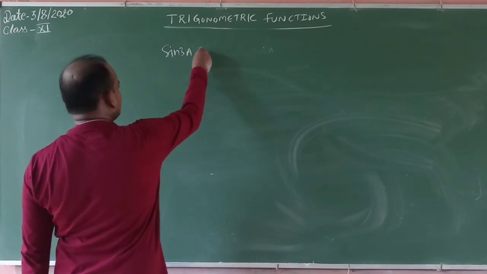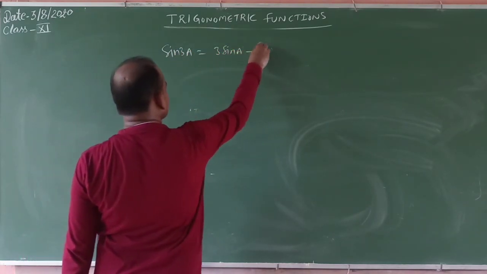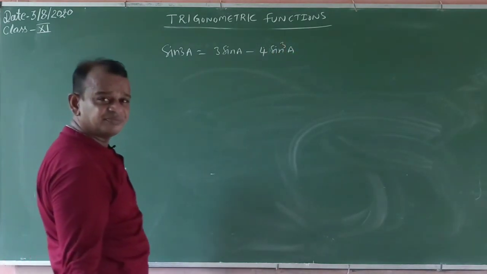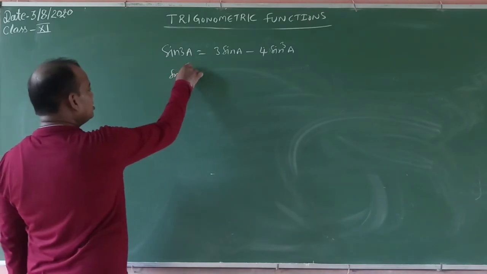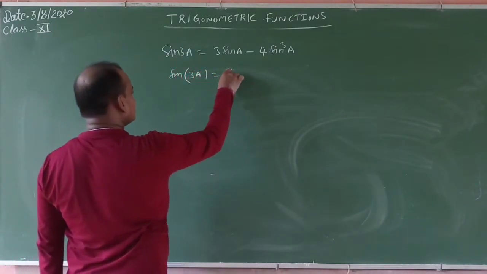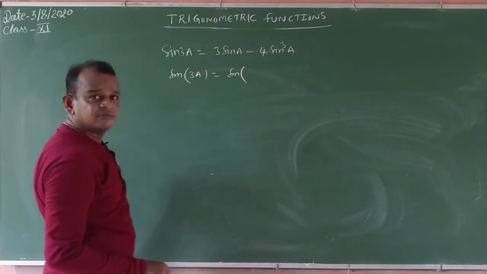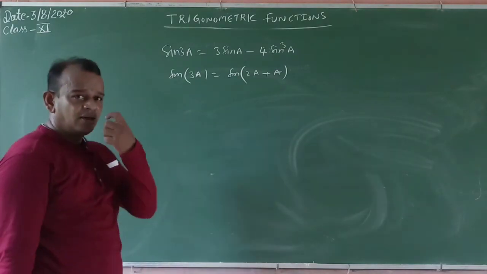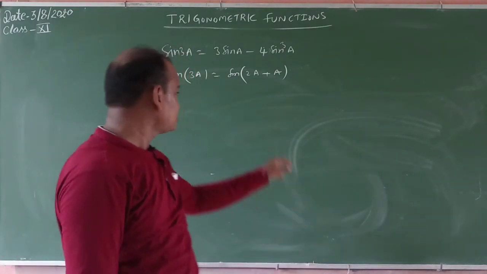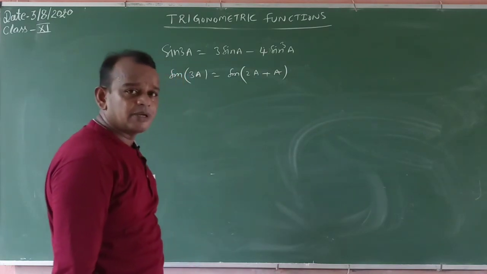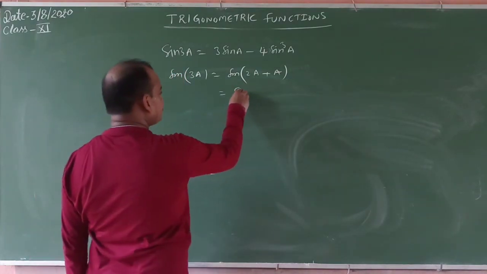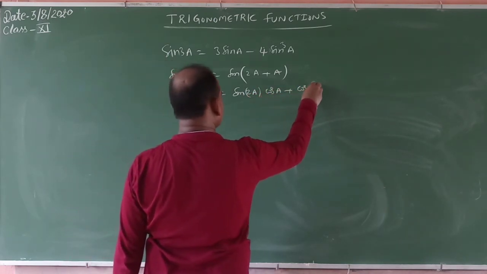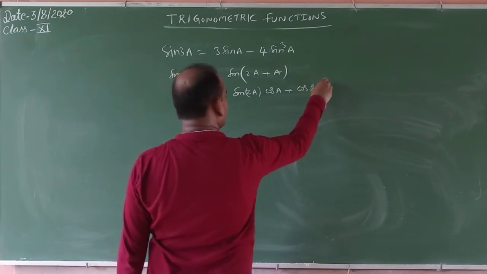Now sin 3a is equal to 3 sin a minus 4 sin cube a. How will you get it? Very easily. Remember, sin 3a equals sin of 2a plus a. 3a will be written as 2a plus a. 2a plus a is 3a. This is the sin of a plus b formula. What is the formula of sin of a plus b? Sin a cos b plus cos a sin b.